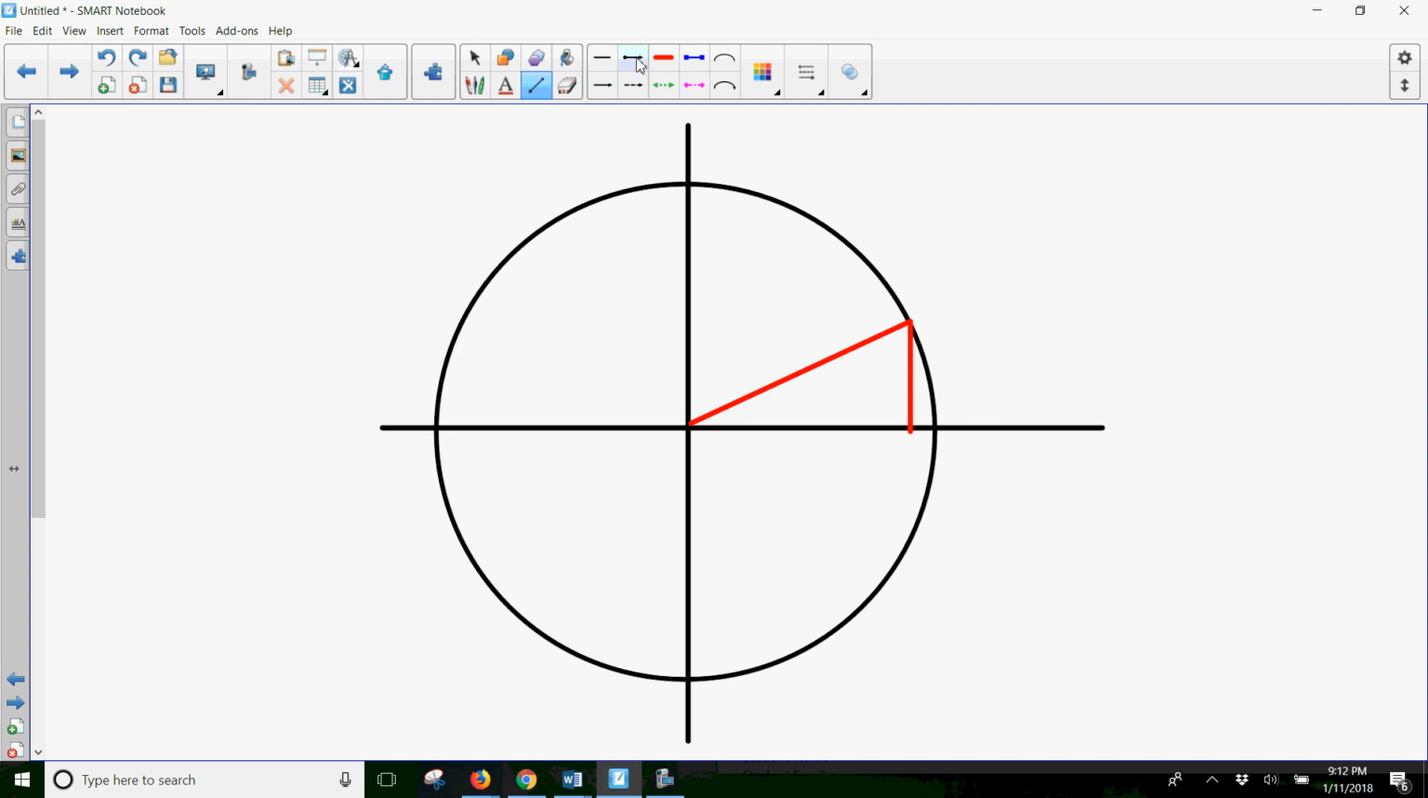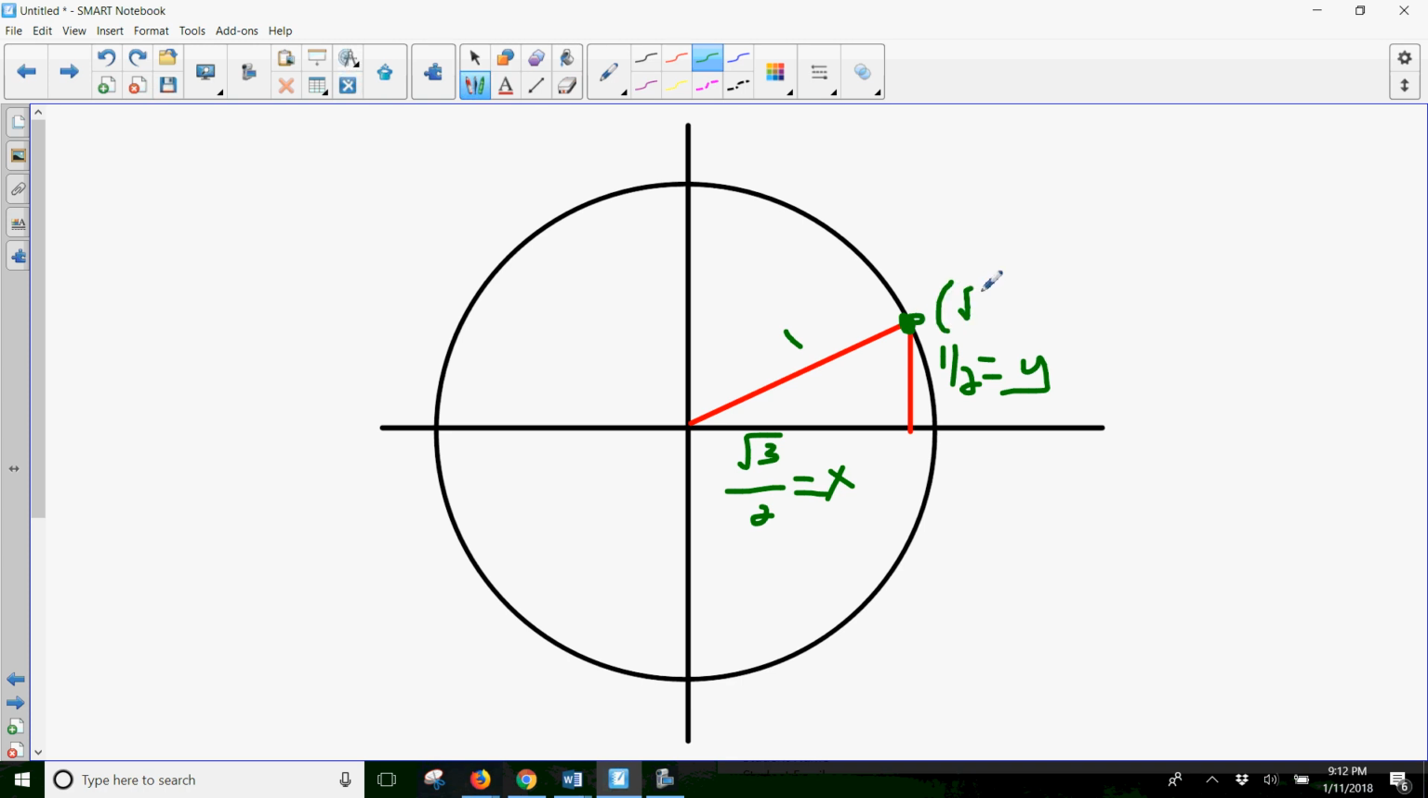All right, so let's recall that this length is 1. This is 1/2, which is our y, and this is square root of 3 over 2, which is our x. So this point up here is x comma y, which is square root of 3 over 2 comma 1/2. All right. So this is when we had the 30 degree angle here.